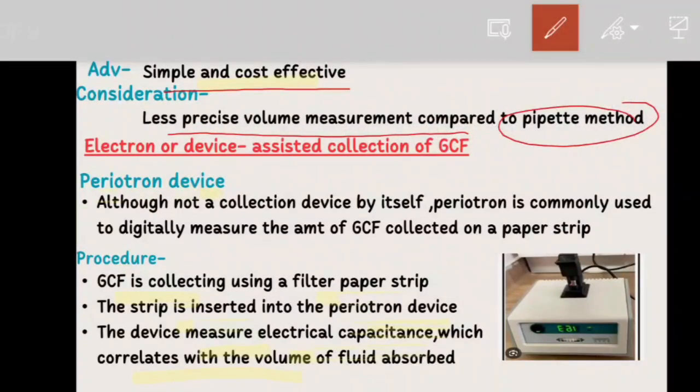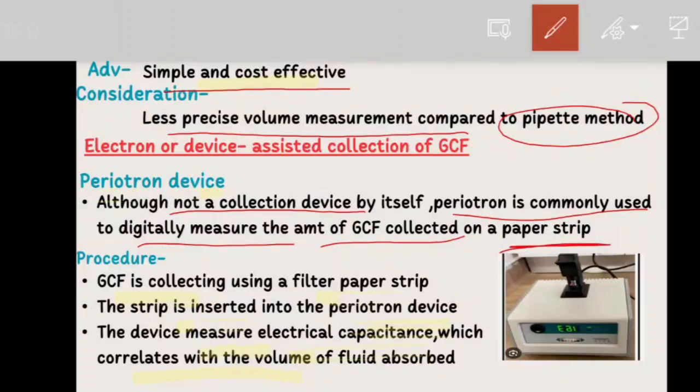Now the fifth one is the electronic device assisted method, Peritron. So the Peritron device is not a collection device. It measures the amount of GCF collected on the paper strip. Although not a collection device by itself, Peritron is commonly used to digitally measure the amount of GCF collected on a paper strip. So this is the procedure.